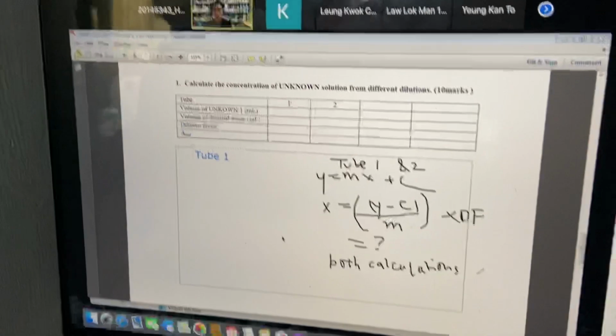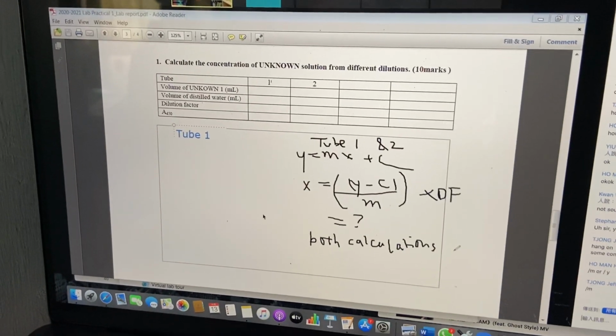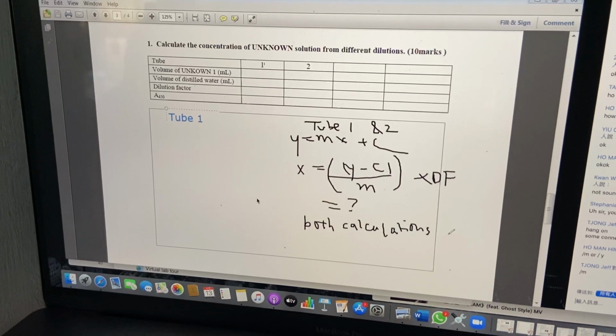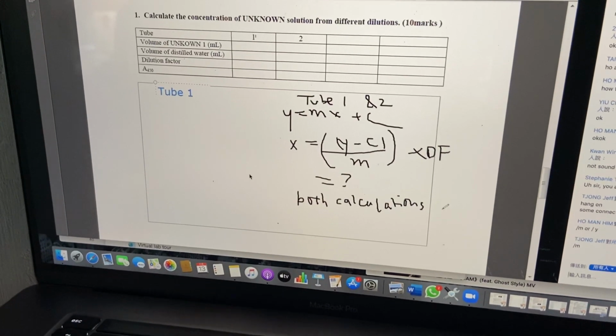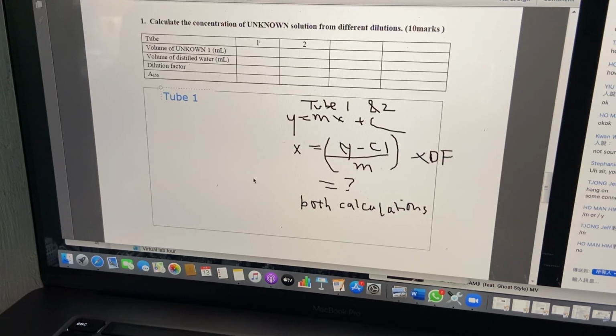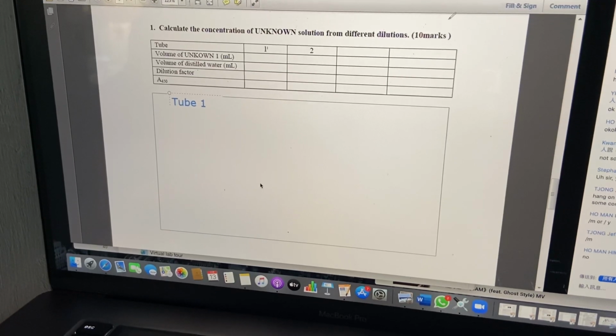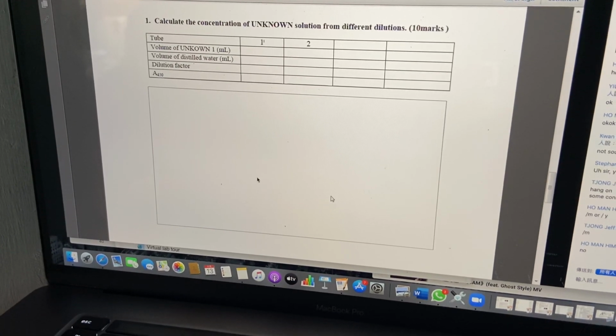So you need to show me 2 calculations, both calculations need to be shown, for tube 1 and tube 2. Okay? At this moment, is everyone okay? Any question up to here? No? Then, good. Okay, so we move on to the final step, the final session, part C.